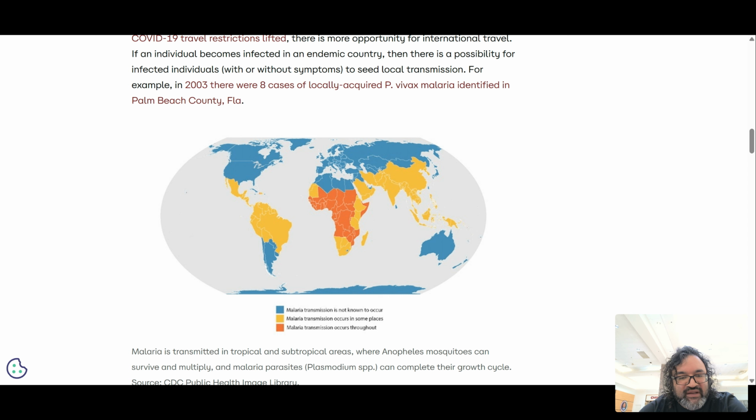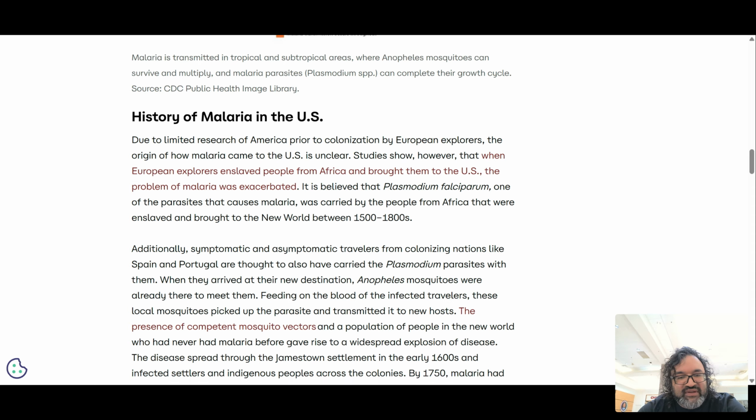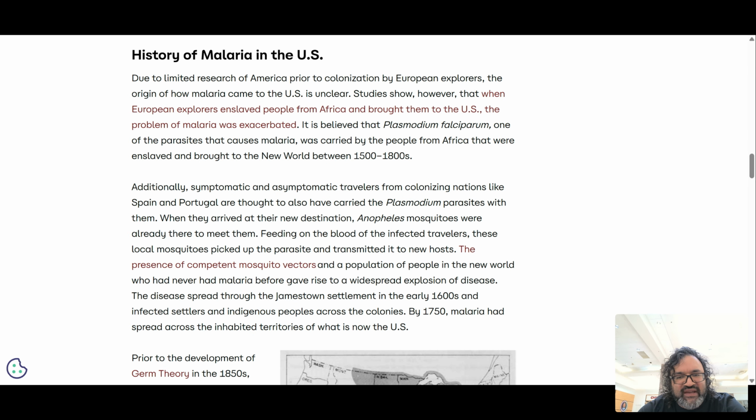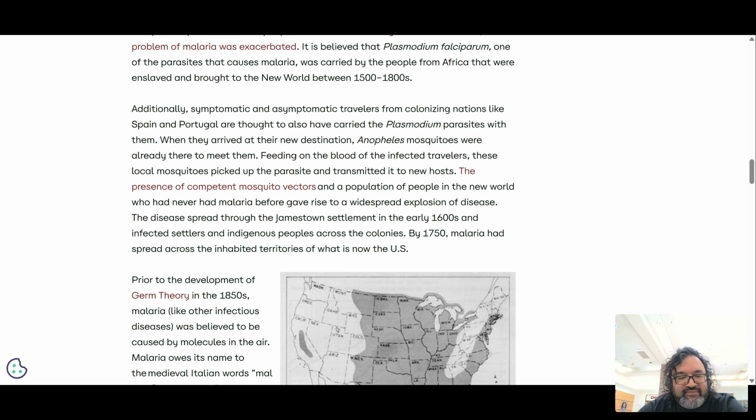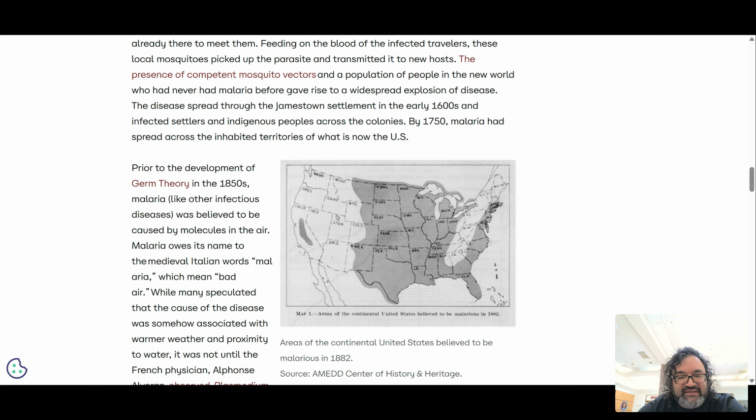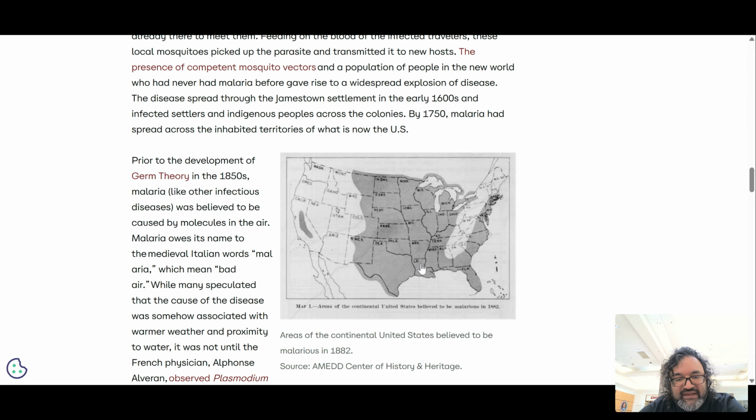It's in blue. However, when we go to South America, there's some transmission that occurs all over. And then look at Africa. Africa transmission occurs throughout. So the history, 1500s to 1800s, people carried malaria from Africa. And then you can see in the 1850s, malaria taking place all throughout the United States.